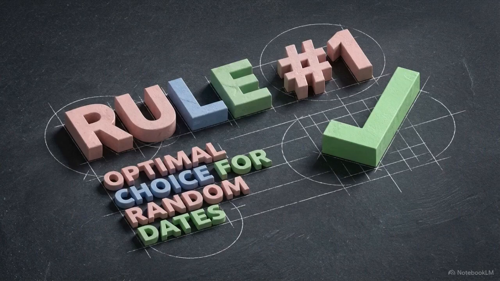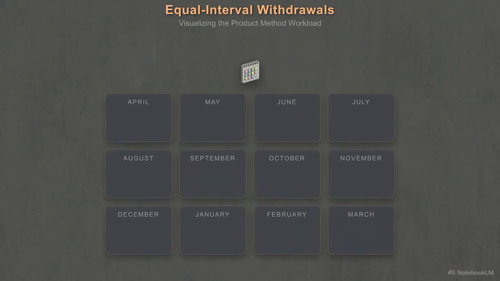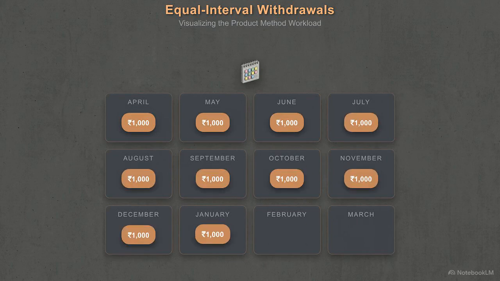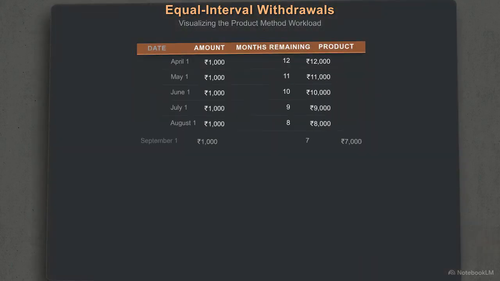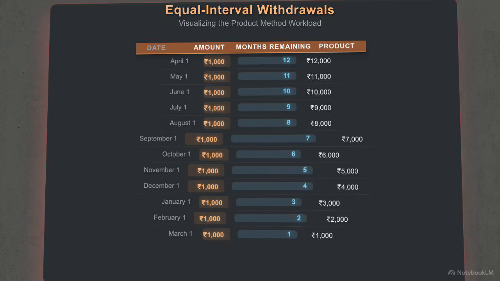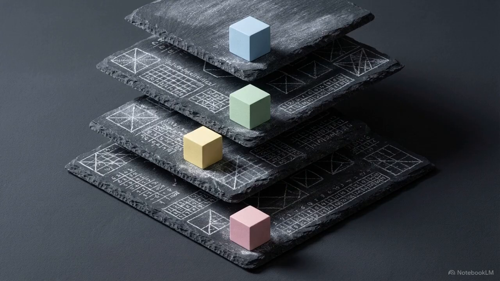This establishes our first rule of engagement. When dealing with irregular drawings, always deploy the product method to bypass repetitive arithmetic. Now let's change the variables to an equal interval problem. Suppose a partner withdraws exactly $1,000 at the beginning of every single month. Using the product method here would result in 12 rows of calculations. Even though it is faster than the simple method, it still requires unnecessary manual labor.